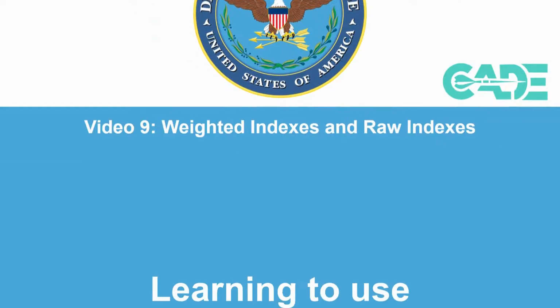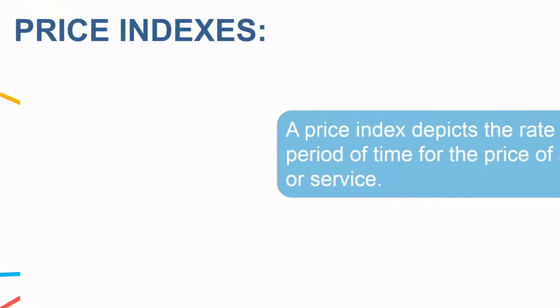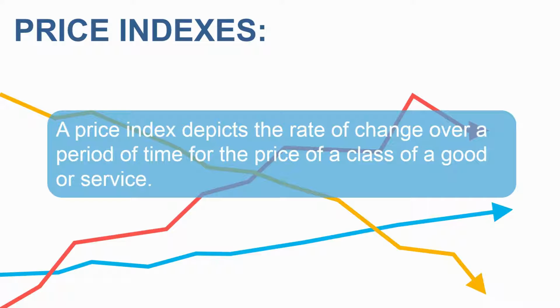Let's begin. Let's say you're performing a cost estimate for the Department of Defense and you need to adjust cost values. While the Department of Defense will provide a weighted inflation index to suit your needs, it is unlikely that you will be provided a weighted escalation index. This video will help you understand the difference between raw and weighted indexes and how to calculate your own weighted escalation index.